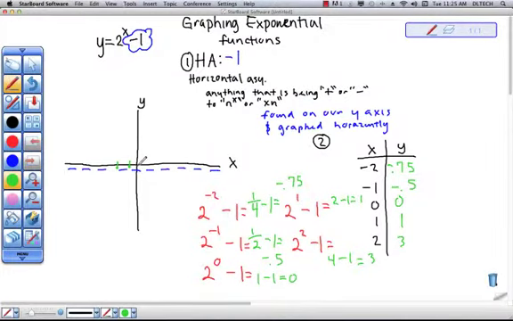0, 0, go to our graph, plot it. 1, 1, go to our 1 on our x, and go to our 1 on our y. 2, 3, go to 2 on our x, and 3 on our y. Now we placed our points. We're going to go ahead and connect them.